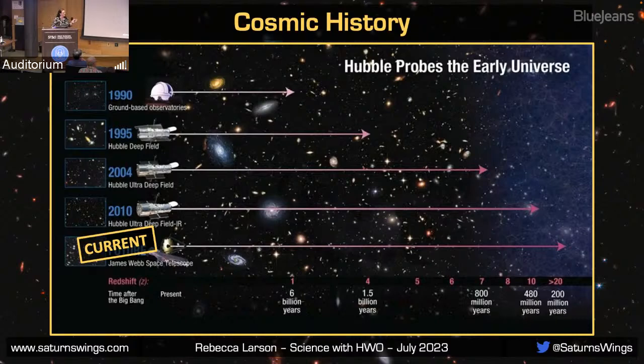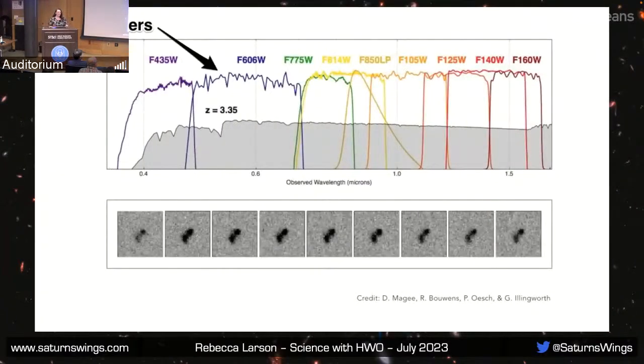We've increased how far back in time we can look, the more distant galaxies that we can study, and understand how they formed and evolved, and really put into context this evolution of galaxies over time. And so just to take a step back and understand, how do we do that? How do we find distant galaxies?